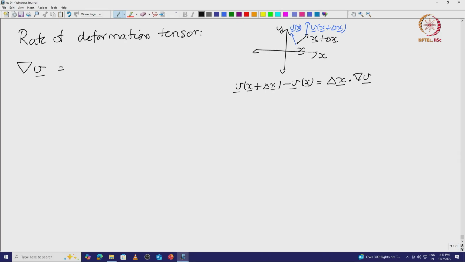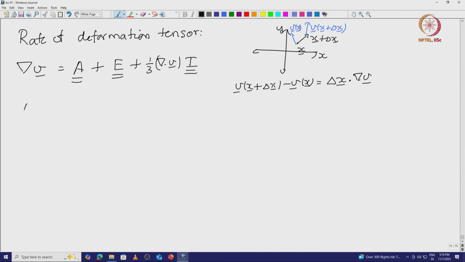And I told you that this can be decomposed into three parts: symmetric plus antisymmetric part, with the symmetric part further decomposed into an isotropic and a symmetric traceless part. So, it consists of an antisymmetric part plus a symmetric traceless part plus an isotropic part, which is 1/3 divergence of velocity times the identity tensor.